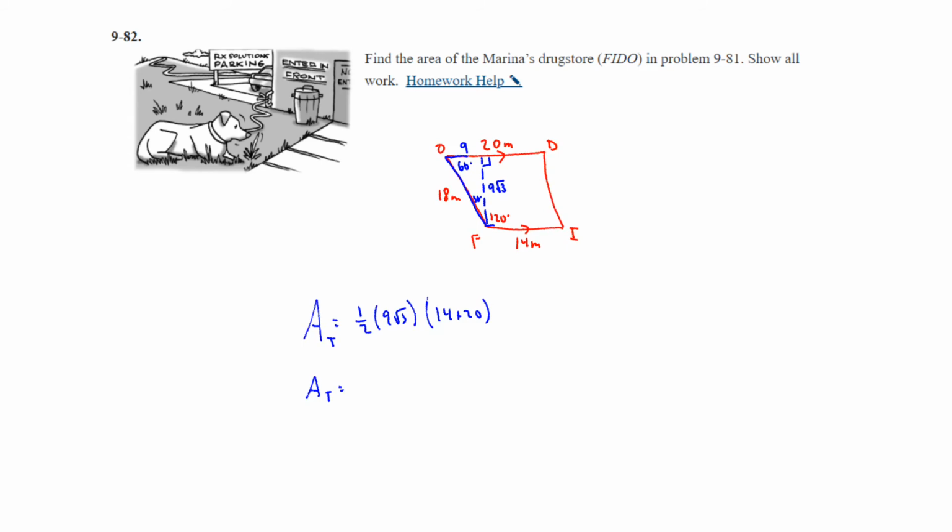So let's see. So 1/2 times 9 square roots of 3, 14 plus 20 is 34. So half of 34 would be 17. So 17 times 9 is 153 square roots of 3. So that'd be the exact area of the drugstore. But if we want the approximation for the area of the drugstore, 153 times the square root of 3 is approximately 265, and this is measured in meters, so it would be meters squared.